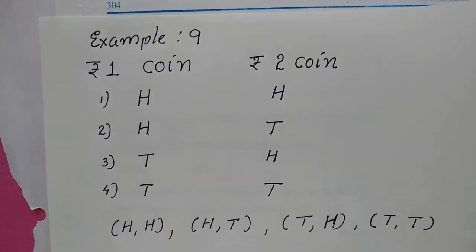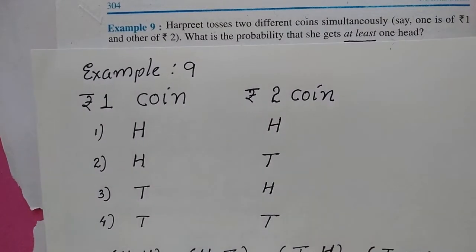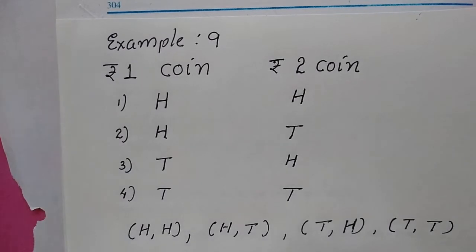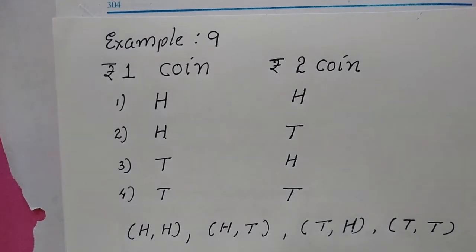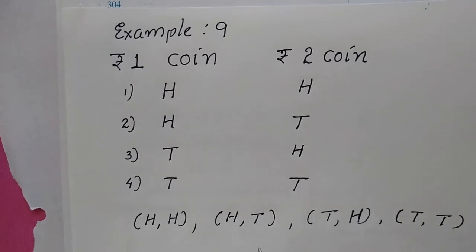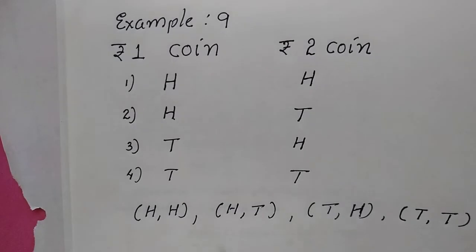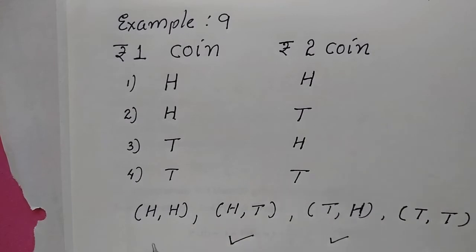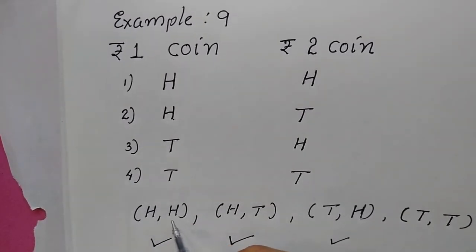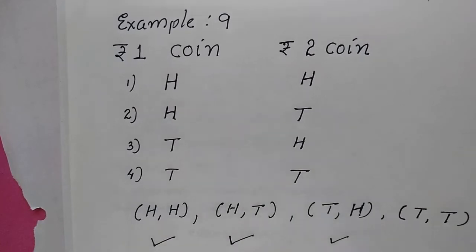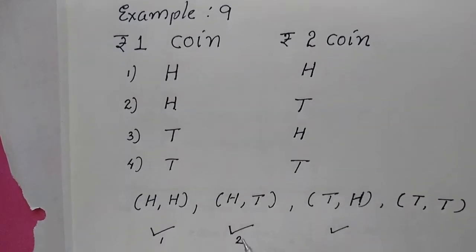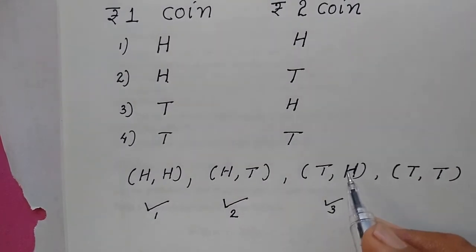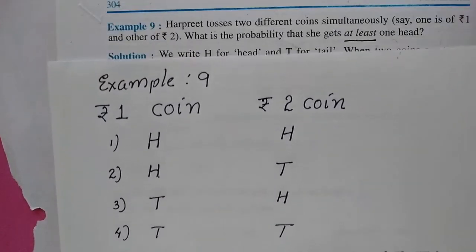Now question is that at least one head. So at least means what? At least one time, more than one also works. So here minimum H she is getting how many? Here she is getting one time, here also she gets one time, and here she gets two times. But at least means what? More than one we can take. So this is 1, 2 and 3. 3 times she gets H. So our condition is like this way.